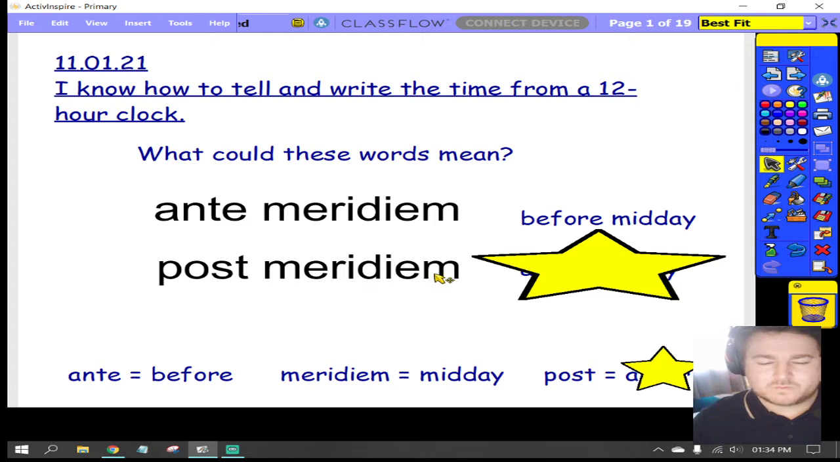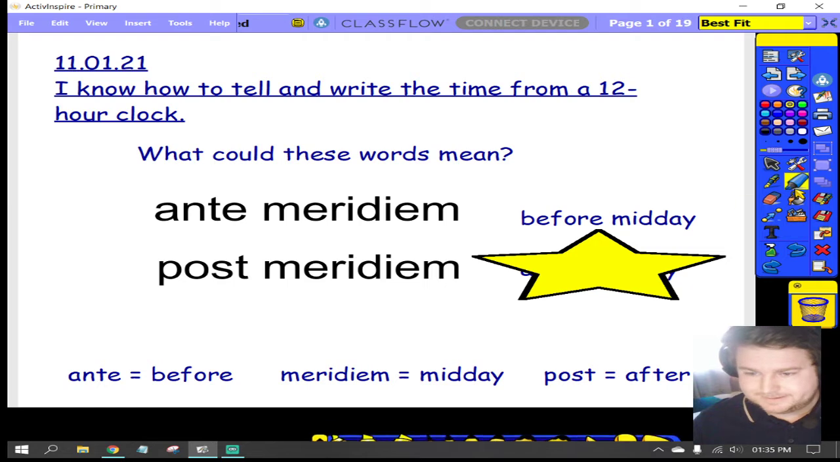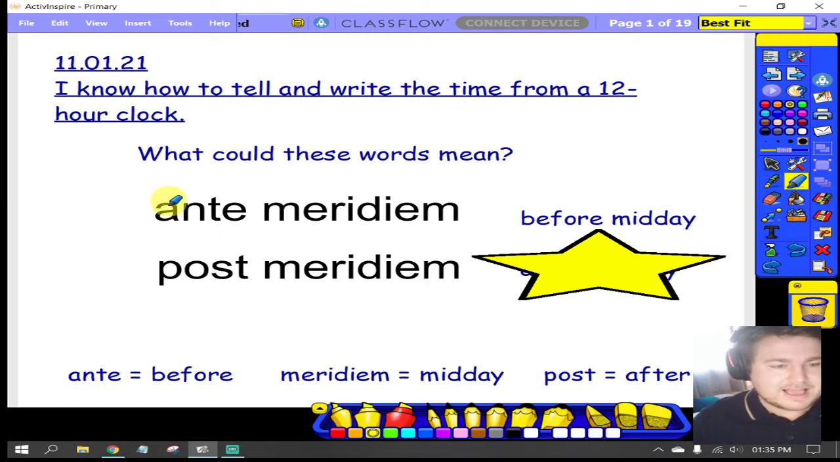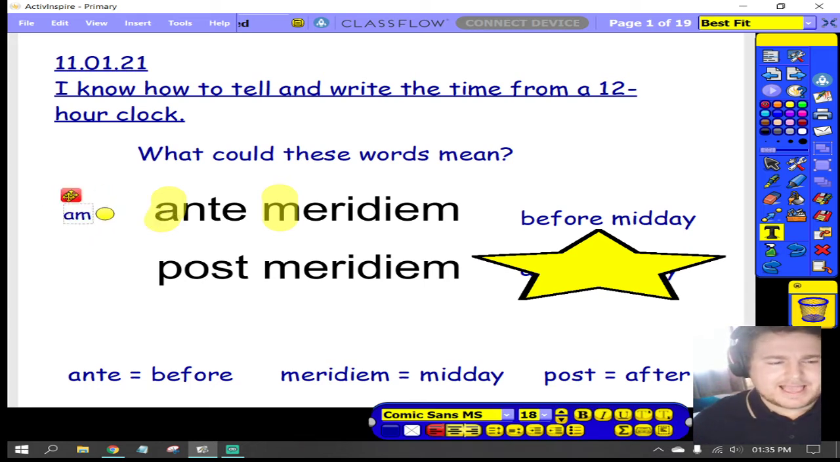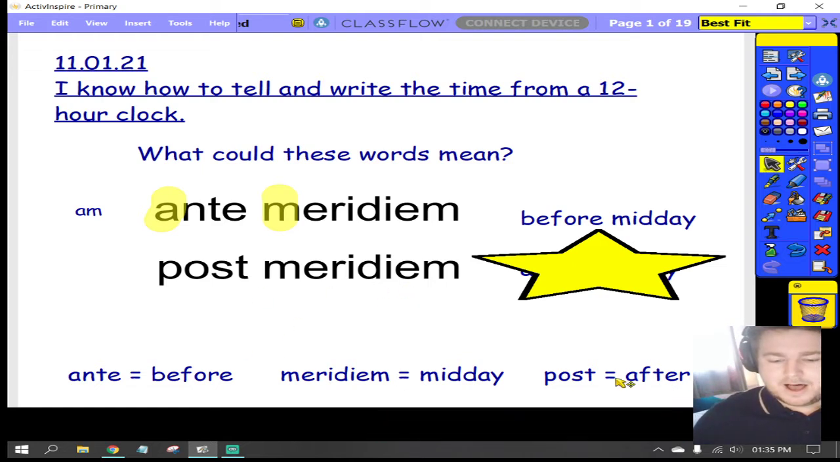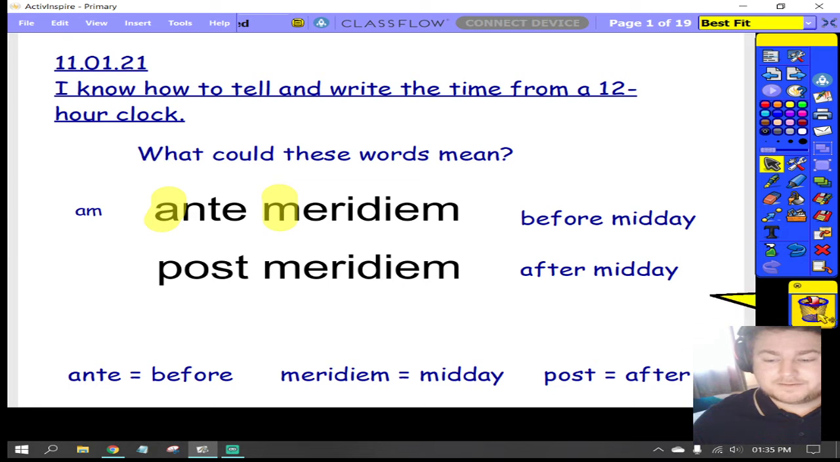Post midday. Post. So we've had before. What could post mean? After midday. We've got post midday and we've got after midday. Ante meridian, post meridian. Now, you might not recognize those, but actually, if I did this with my highlighter, let's make it a nice big one. Highlight the A and the M. AM. Does that sound familiar? AM. I'll pop it here. We're talking about clocks here. What does the AM mean? Okay, and below it we've got post meridian, after midday.